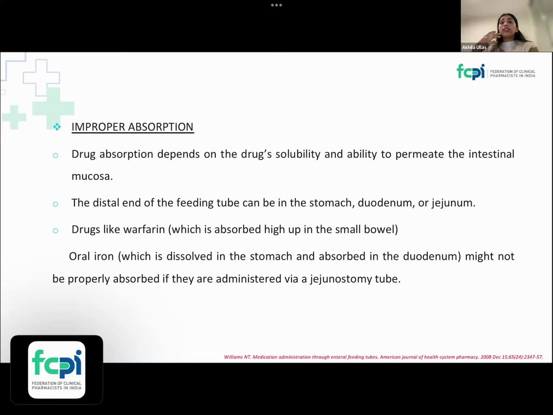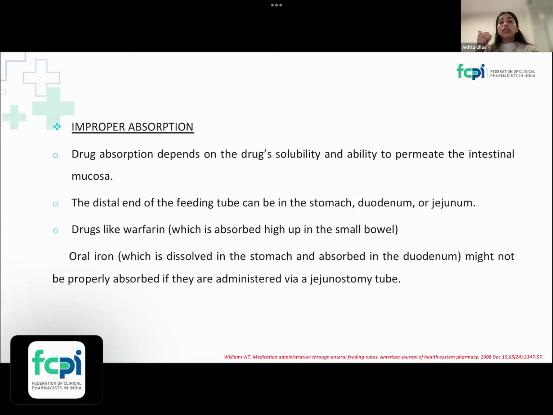Oral iron, which is dissolved in the stomach and absorbed in the duodenum, might not be properly absorbed if administered via a jejunostomy tube. See, this is why I earlier mentioned that some of the drugs only dissolve in the stomach, and some only dissolve in the small intestine.